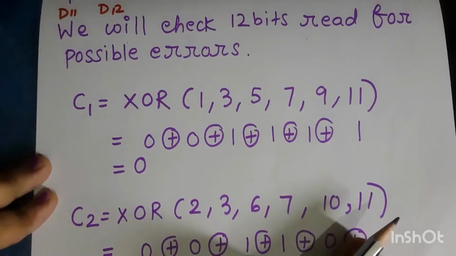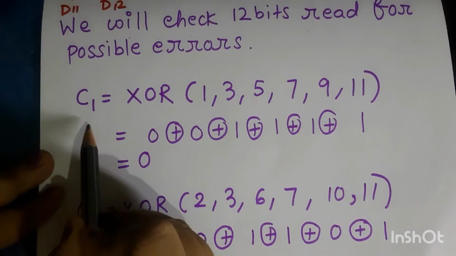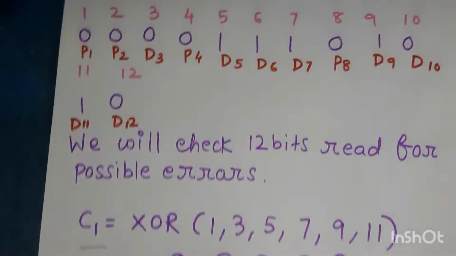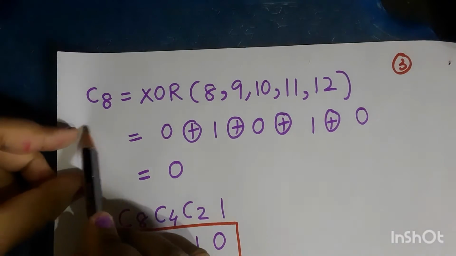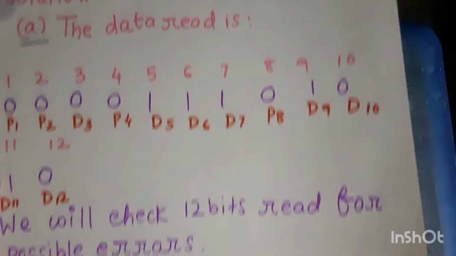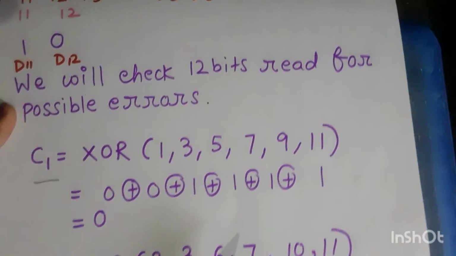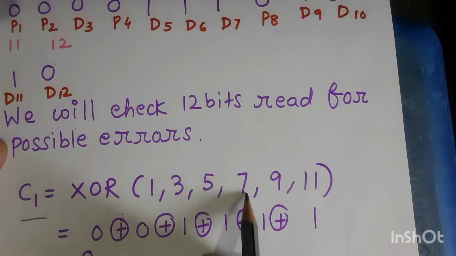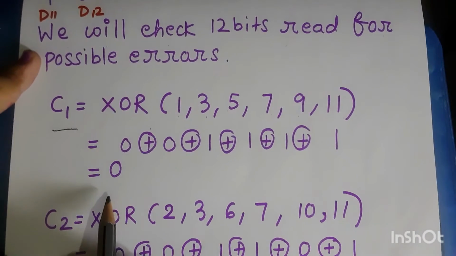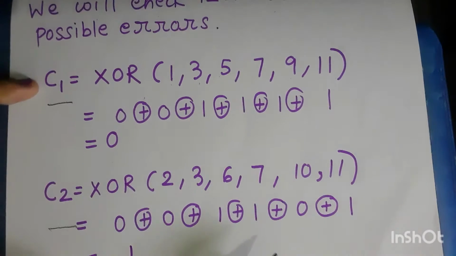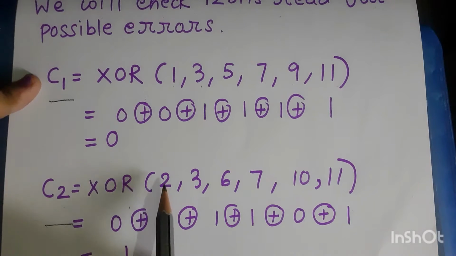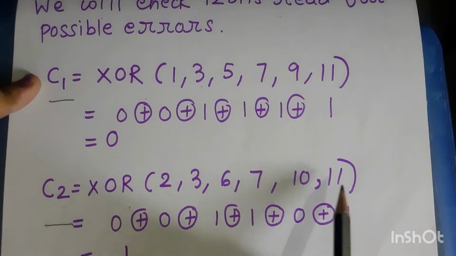How to check for the possible errors? We have the check bits C1, C2, C4, and then C8. C1 is the XOR of the bits at locations 1, 3, 5, 7, 9, 11. I am getting 0. C2 is the XOR of the bits at locations 2, 3, 6, 7, 10 and 11.